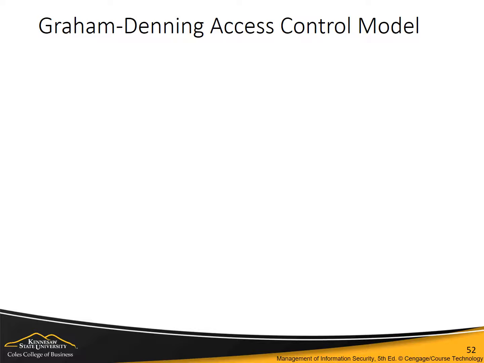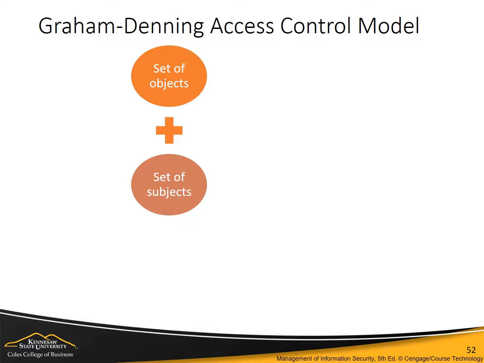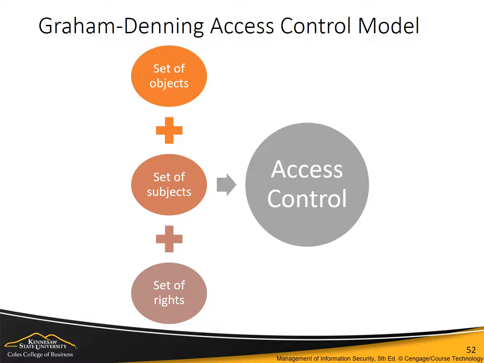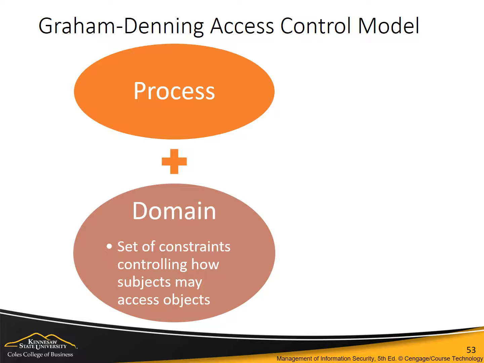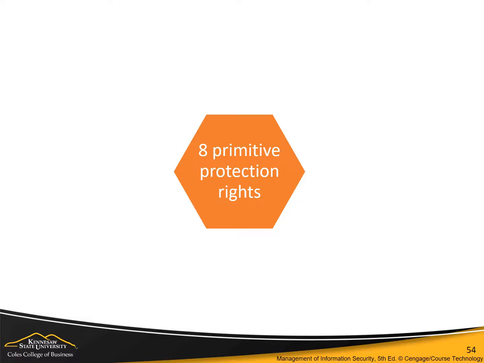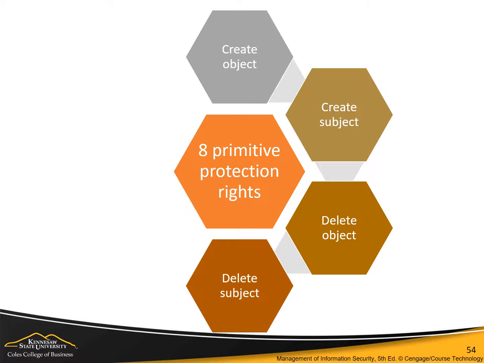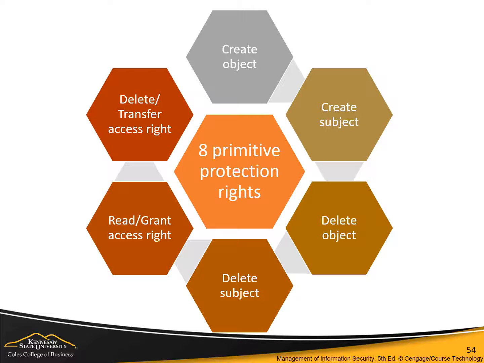The Graham-Denning Access Control Model has three parts. First, a set of objects. Next, a set of subjects. And third, a set of rights, which then leads to access control rules. With this model, the subjects are composed of two things: a process and a domain. The domain is a set of constraints controlling how subjects may access objects. The eight primitive protection rights for Graham-Denning access control include creating and deleting objects and subjects, and access to read, grant, delete, and transfer.